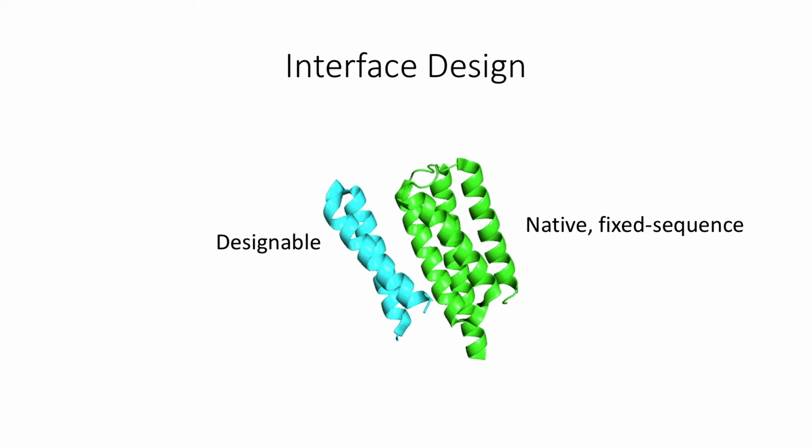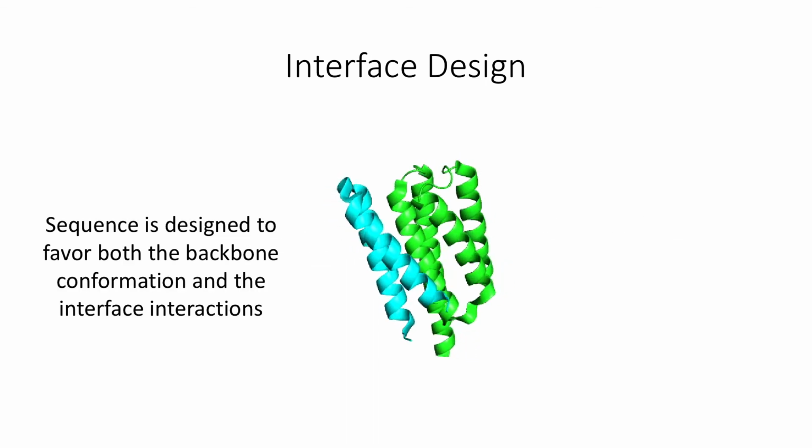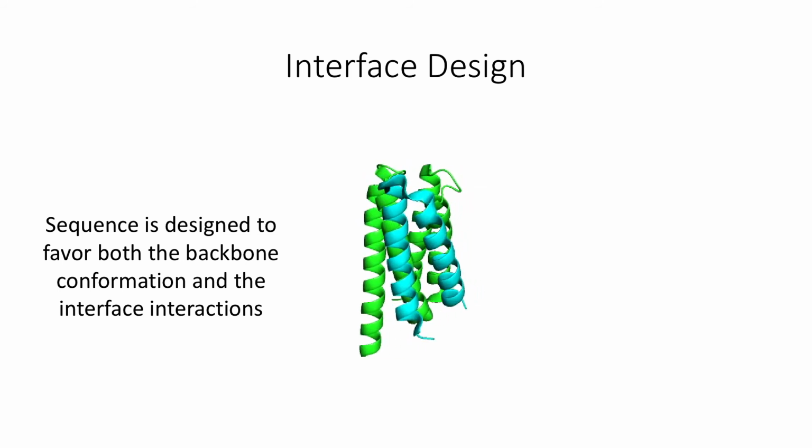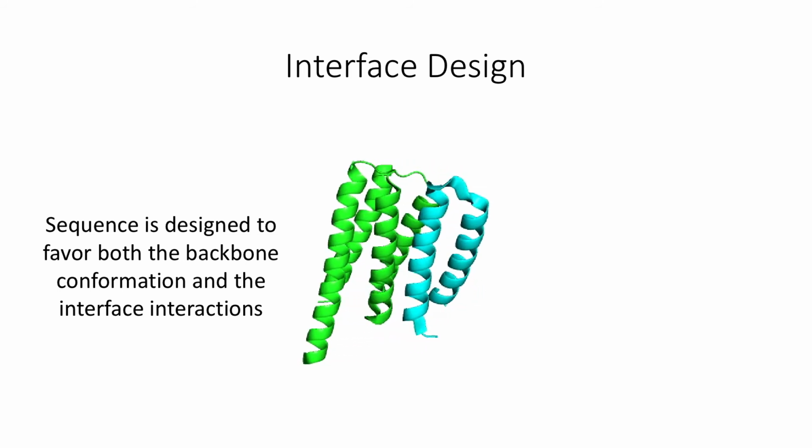Perhaps in this example, there's this green protein, this native protein that you'd like to bind to, and in blue you want to create some other protein chain that comes in and binds to it. You're not allowed to change the sequence of the native protein, but you can pick whatever sequence you want for your own design protein.